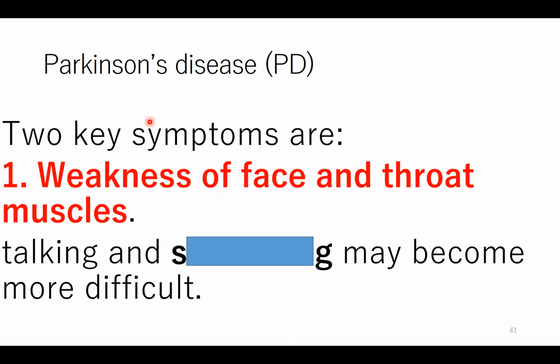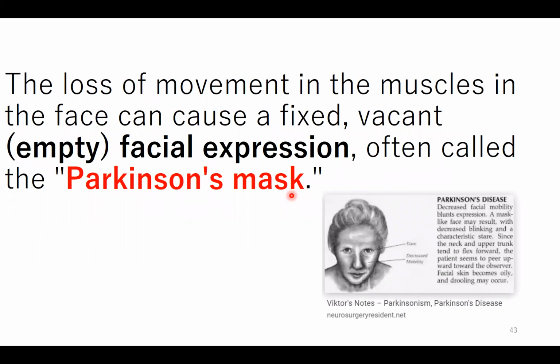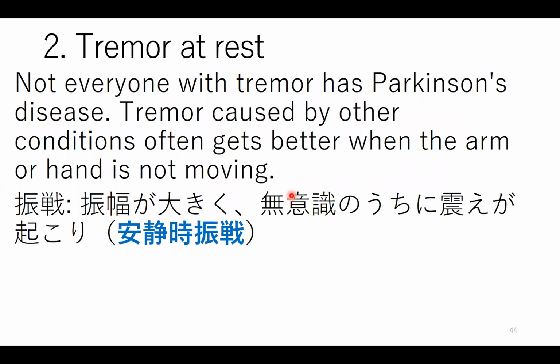Okay, and then we talk about 2 symptoms. Yeah, so key symptoms: weakness of the throat. Okay, and then they have to again guess. Swallowing may become difficult, and we talk about the Parkinson's mask. Yeah, quite like a vacant facial expression called the Parkinson's mask. Okay, another key symptom is tremor at rest. Okay, so when you're resting, you have a tremor. Okay, and we go through this. Remember, the students are reading this. I'm not reading this. Students are reading this. I correct the students' pronunciation.